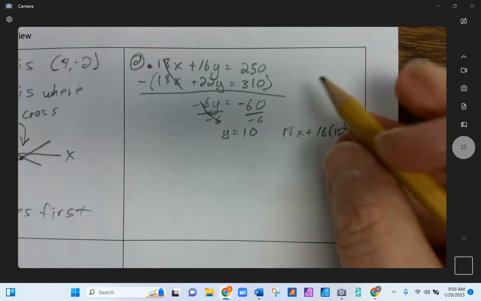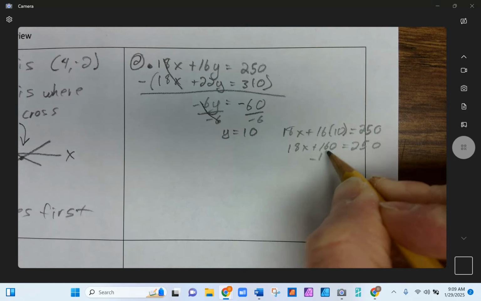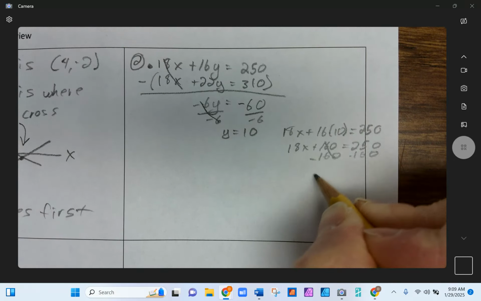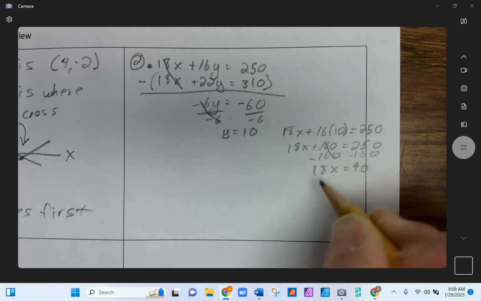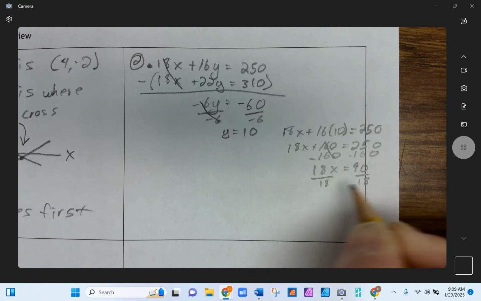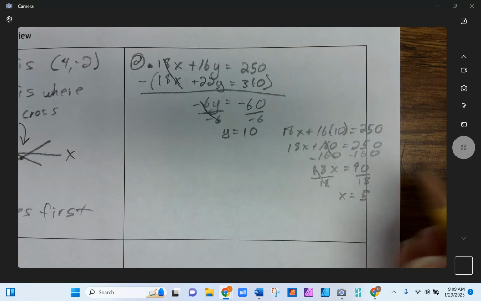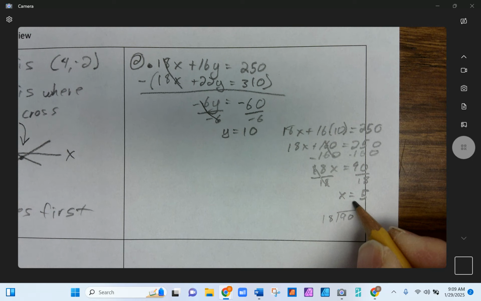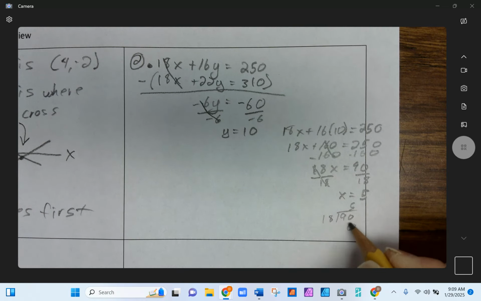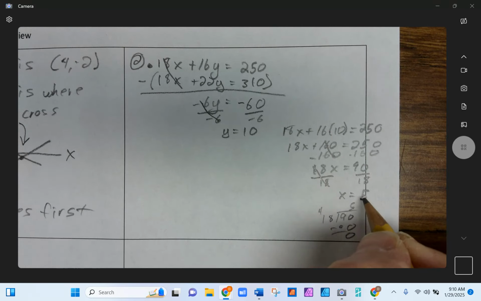Okay, so 16 times 10 is 160. 18x plus 160 equals 250. We'll subtract that 160. So we get 18x equals, what is that, 90? Yeah. And then we'll divide by 18, and it's going to give us an x value of 5. If you wanted to do that long division, 18 into 90. Well, 18 doesn't go into 9. I mean, it is 5, right? So you just multiply it out. 5 times 8 is 40. 5 times 1 is 5, which makes 90. You get 0.